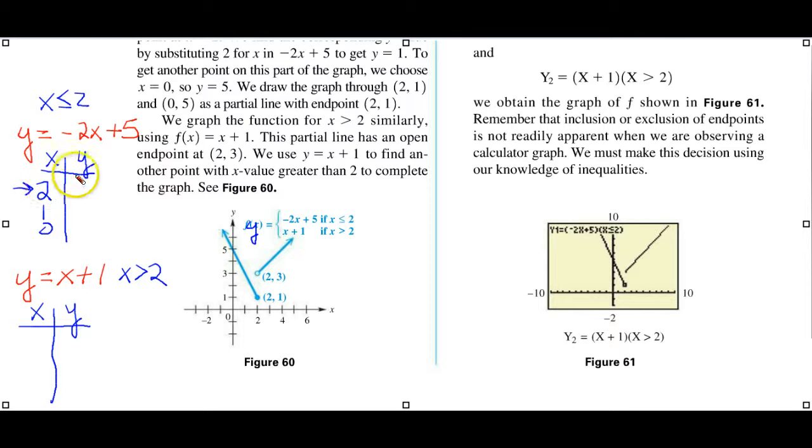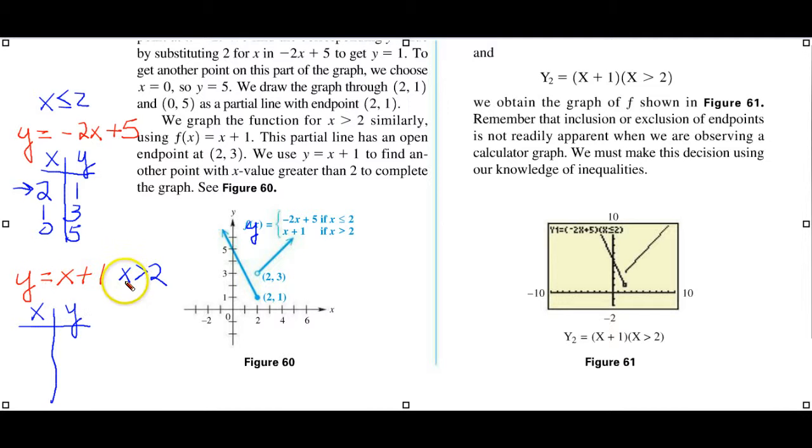So what is this? Well, negative 2 times 2 is negative 4. Negative 4 plus 5 is 1. So when x is 2, this output is 1. Now how about if this is a 1? Negative 2 times 1 is negative 2, plus 5 is 3. And if this is a 0, this will be a 5. So we'll get to graph these in a moment.